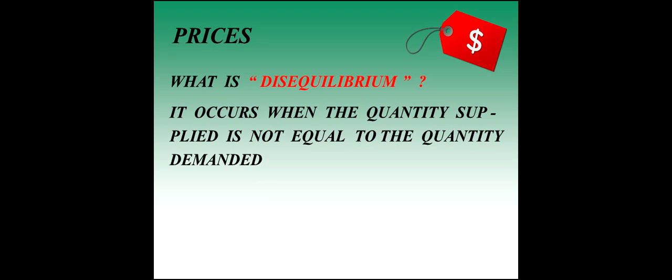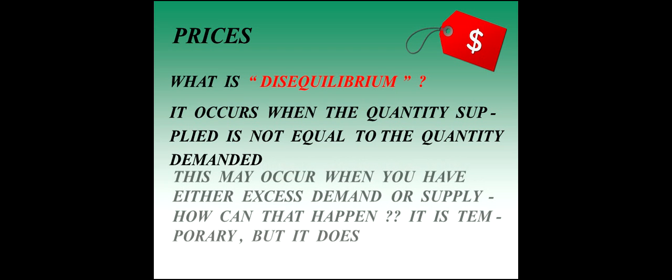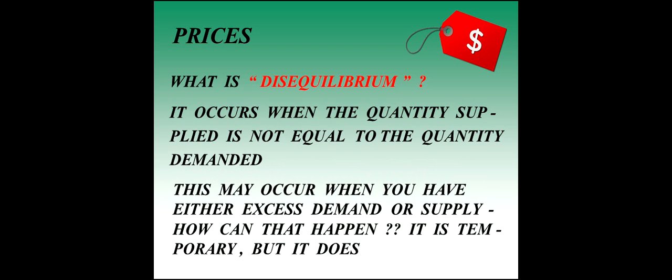Disequilibrium within a market occurs when the quantity supplied is not equal to the quantity demanded. And that may occur when you have either excess demand or excess supply in a market. And how can that happen, you may be asking, because we're always trying to drive to an equilibrium point. It does happen, and it's usually temporary.